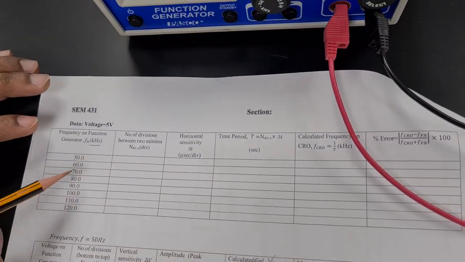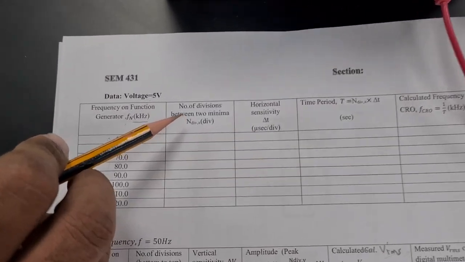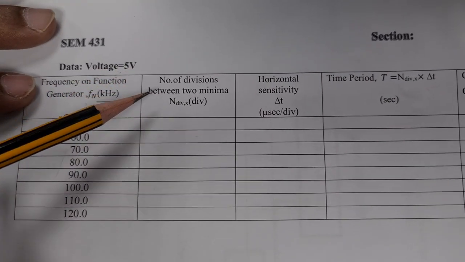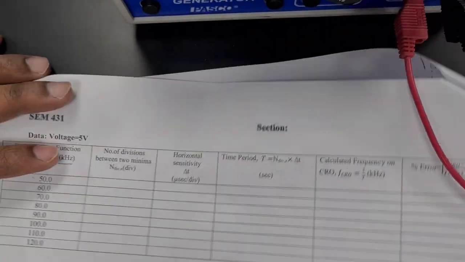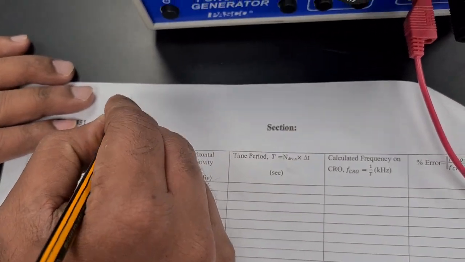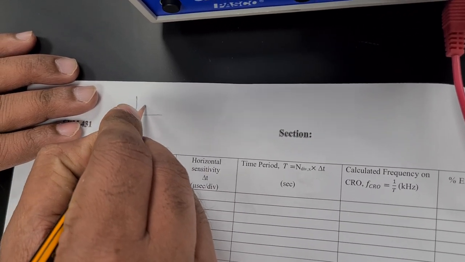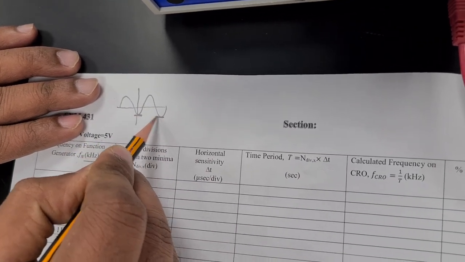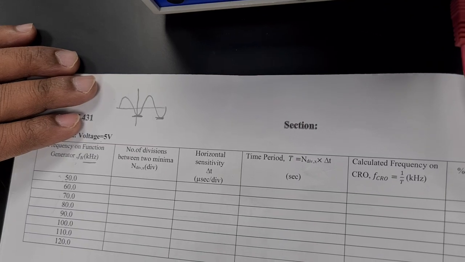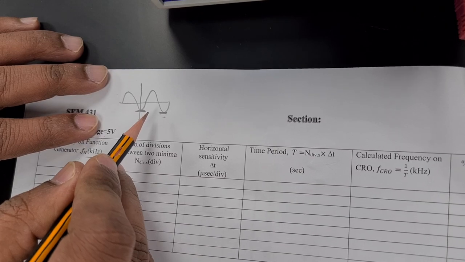Now I am going to take some reading from this waveform. Let's see what is given in the table. We fixed 50 kilohertz. Now what are we going to measure here? You can read here: number of divisions between two minima. What is minima? For example, I will draw the waveform here. If this will be your wave, you have to find the distance between these two minima, so the distance from peak to peak horizontally is what we are going to measure.